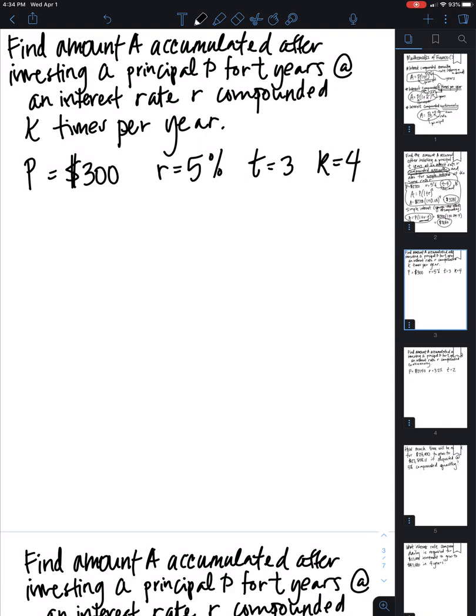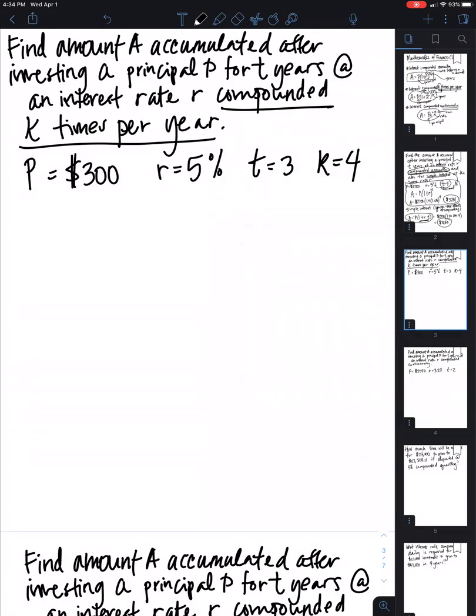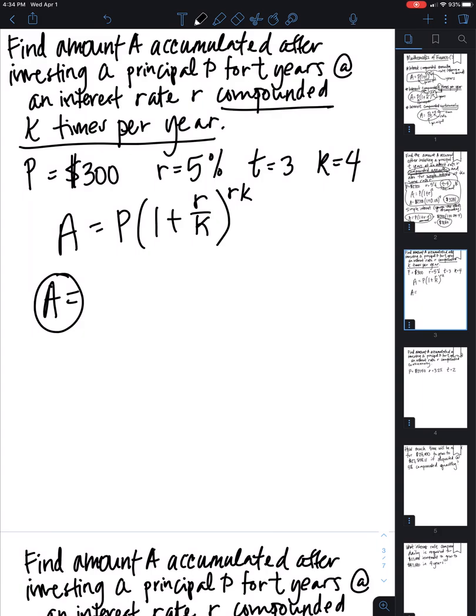Find the amount A accumulated after investing a principal P for T years at an interest rate R compounded K times per year. All right, so I'm going to go back to this equation we're looking at right here. I'm going to write it down. It looks like they gave me everything I need, so I'm just going to fill it in. I'm looking for the amount A.